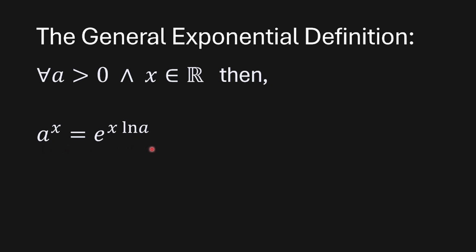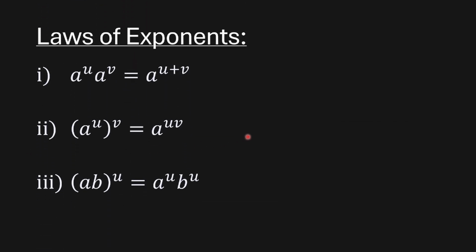So here are the 3 most common laws of exponents. I didn't feel the need to include the quotient version of point 3, and I didn't feel the need to include the quotient version of point 1 either, because of course right here a to the negative v, and this is just minus v, so it is the same thing.